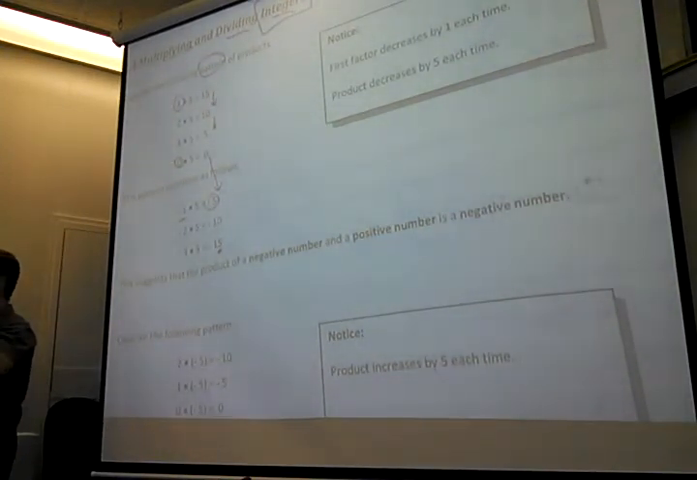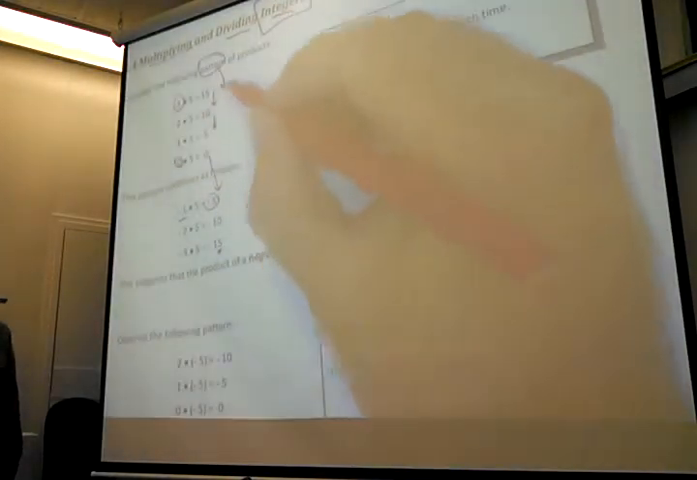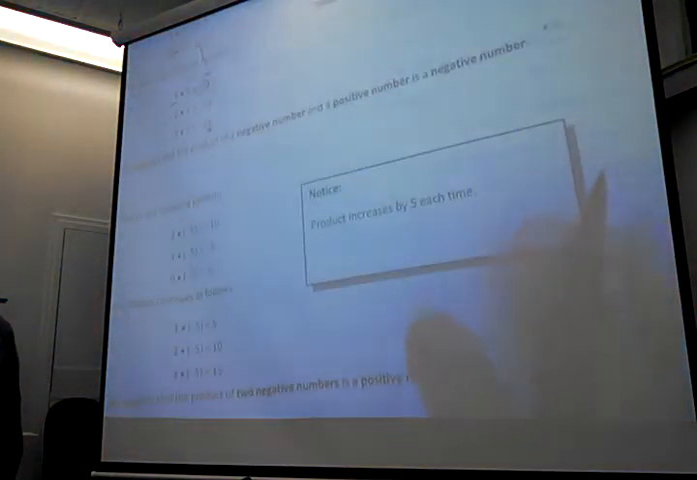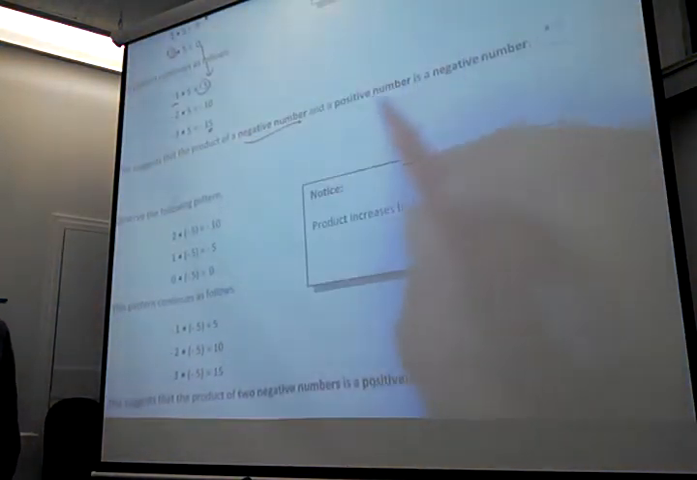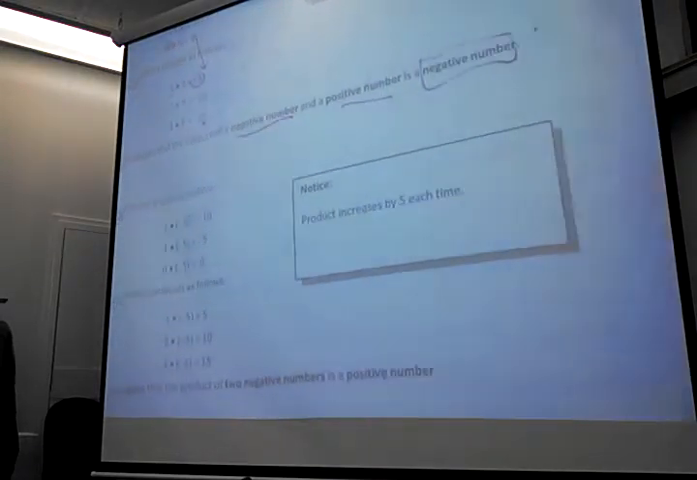And the way I explained it was kind of like the idea of negative is like an opposite. So whichever way makes more sense, it's nice. This is a nice way of looking at patterns. So this suggests that the product of a negative number and a positive number is a negative number.